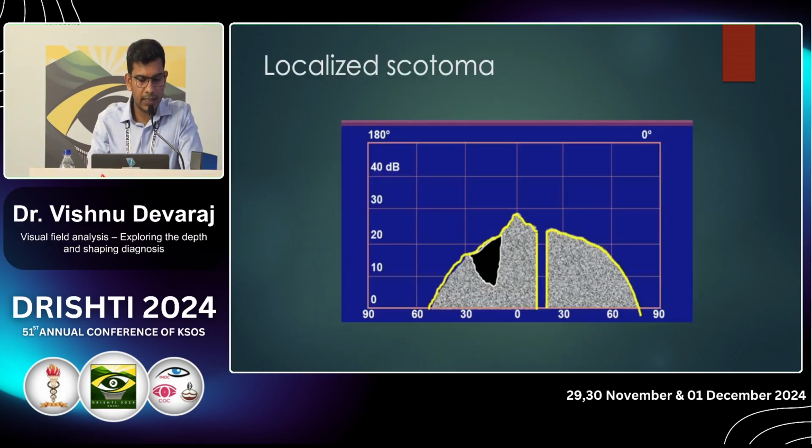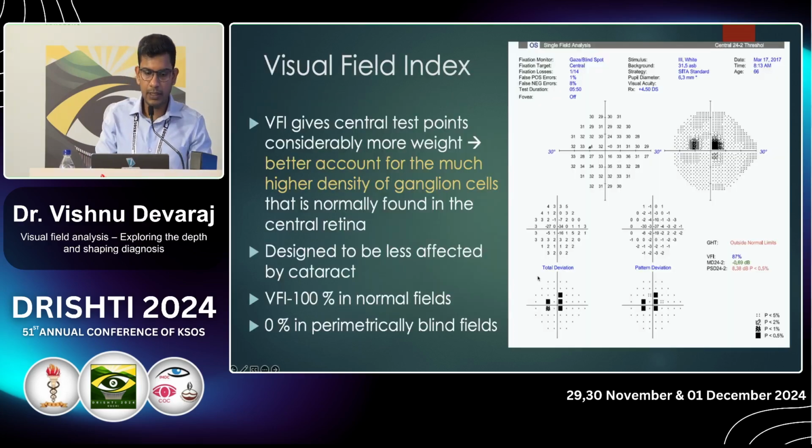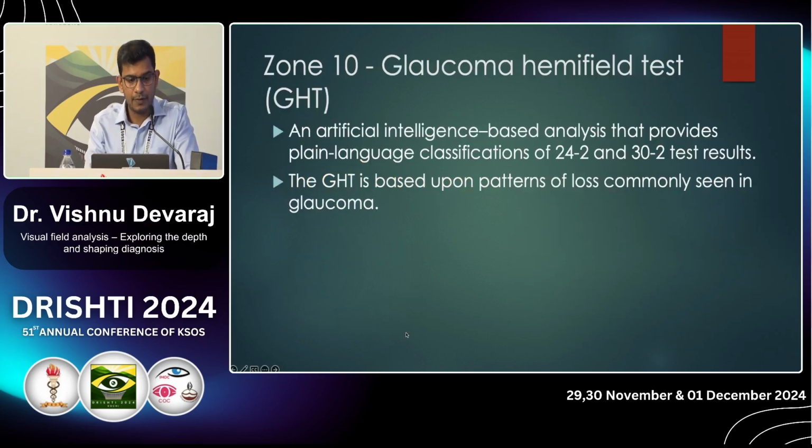So this shows generalized depression with a localized scotoma. And this is generalized depression with hidden localized scotoma. The visual field index gives central test points more weightage. It basically reflects the functioning of the ganglion cells. So VFI is 100% in normal fields and 0 in perimetrically blind fields.